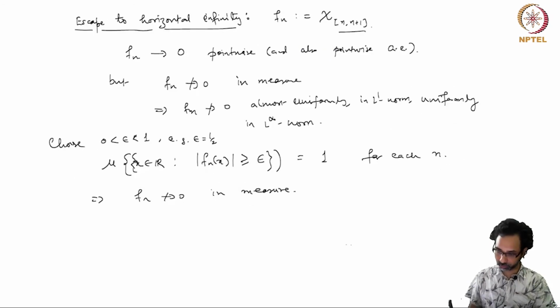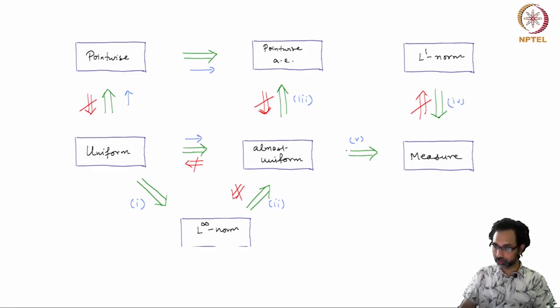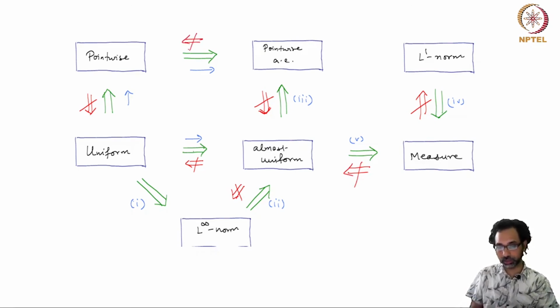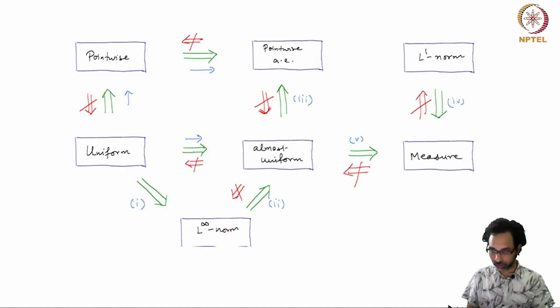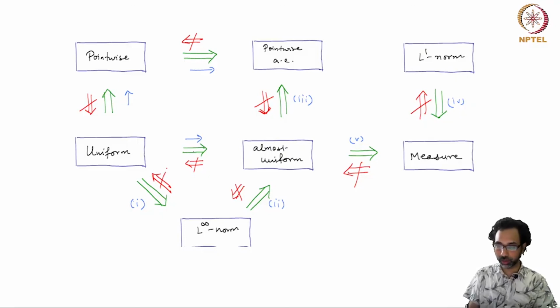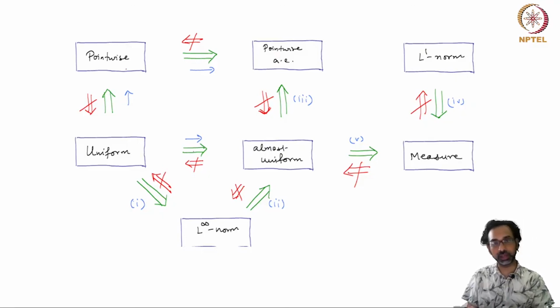So if we go back to the implication map, we see that even this one does not hold in general, and of course we have seen that pointwise almost everywhere does not imply pointwise, and similarly uniform convergence almost everywhere or in L infinity norm does not imply uniform in general. This is because, just as we did for pointwise almost everywhere not implying pointwise, we can change the sequence on a set of measure 0 so that it violates uniform convergence or pointwise convergence. So we have given examples where none of these implications can be inverted.